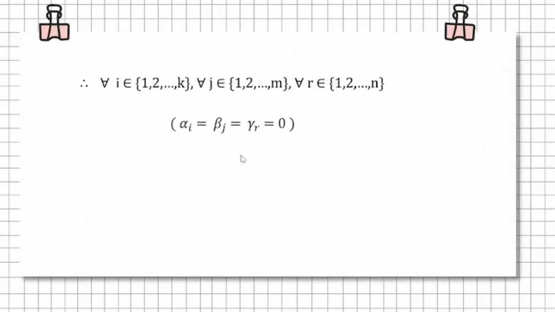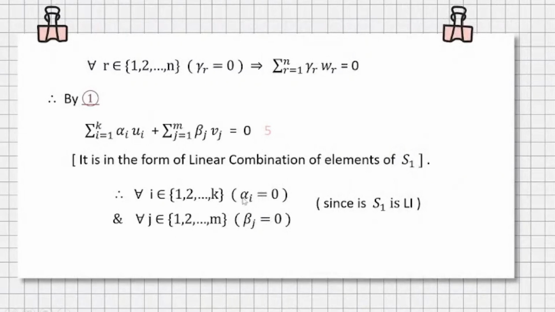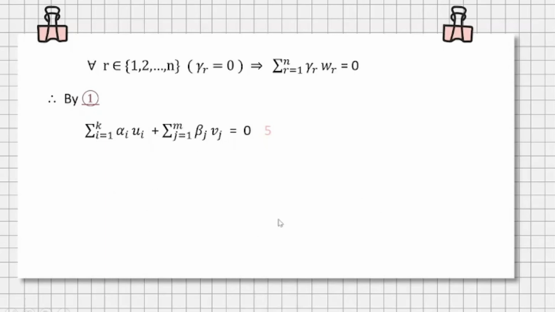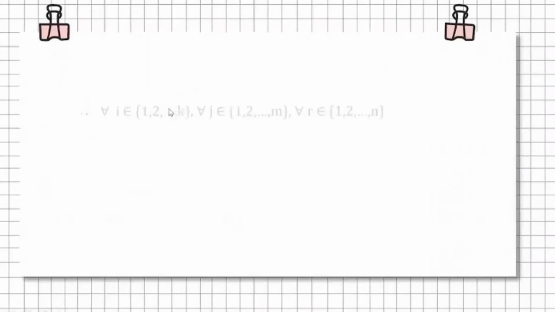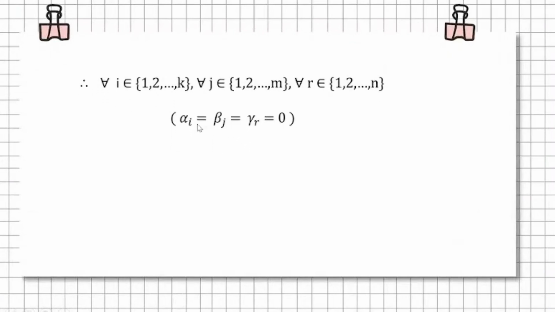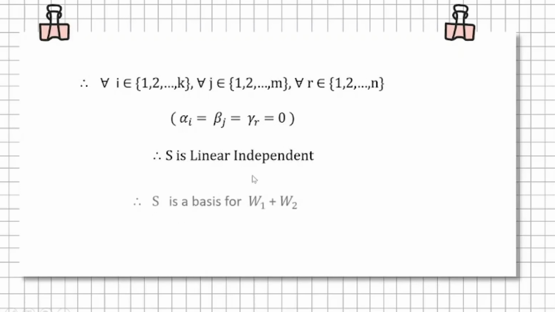Now we proved that every alpha i is 0 and every beta j equals 0, and in the previous step we proved every gamma r equals 0. Then we proved all alpha i, beta j, gamma r equal to 0. Therefore we proved S is a linearly independent set. Already we proved S spans W1 plus W2. Therefore S is a basis for W1 plus W2.